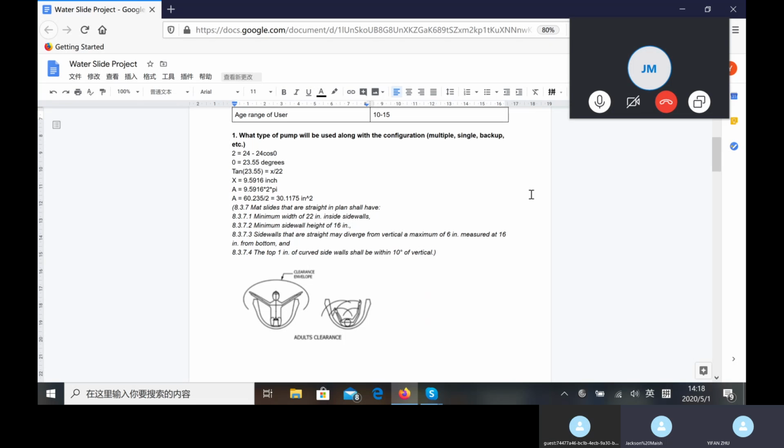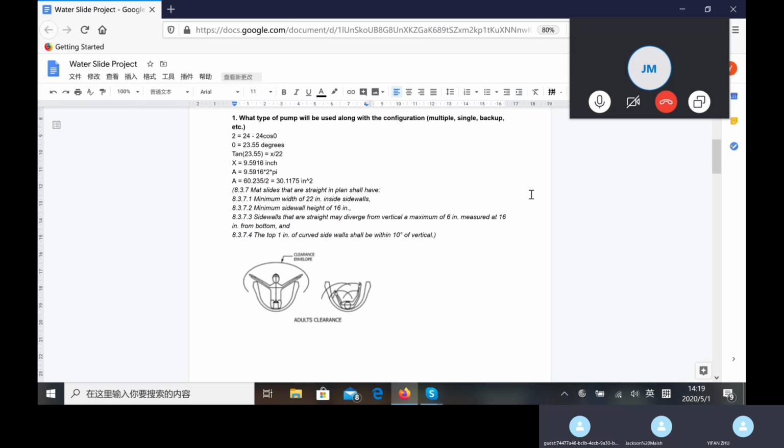And so we did all that, and then we also found that the minimum water depth always has to be at least 2 inches to be able to flow through the entire thing. So to calculate that all, we found that at one given point in the slide, it will always have 30.1175 cubic inches, or not cubic, squared inches of area of water in the slide at one time to be able to adhere to these standards.